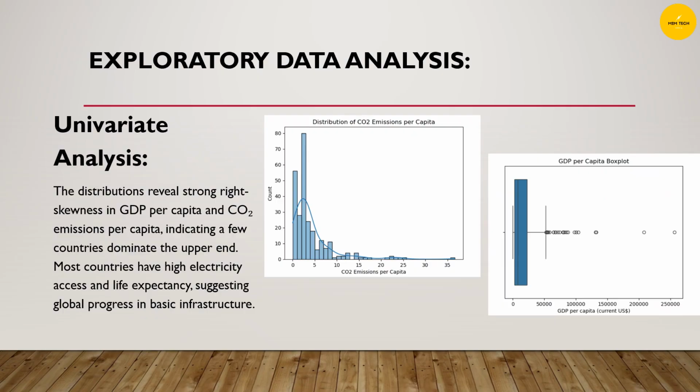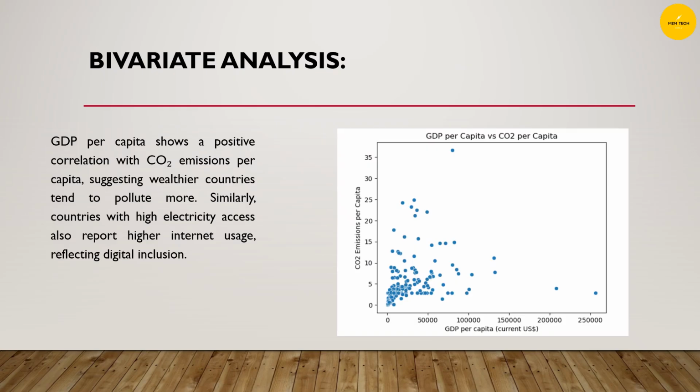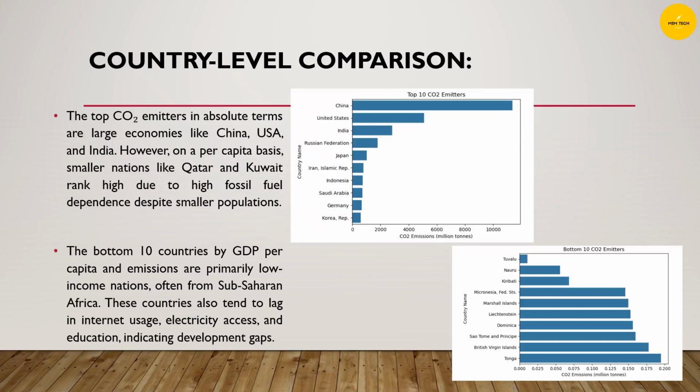In the exploratory data analysis, I started with univariate analysis. For example, both GDP per capita and carbon dioxide emissions per capita were right skewed, as you can see in the graphs, showing that a small number of countries dominated the higher end. On the other hand, most countries had high life expectancy and access to electricity, showing progress in basic infrastructure. Next, the bivariate analysis showed that countries with better digital access, like higher internet usage, also tend to have higher electricity access. These relationships hint at how development can drive emissions.